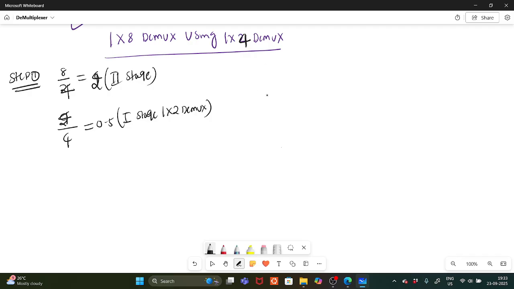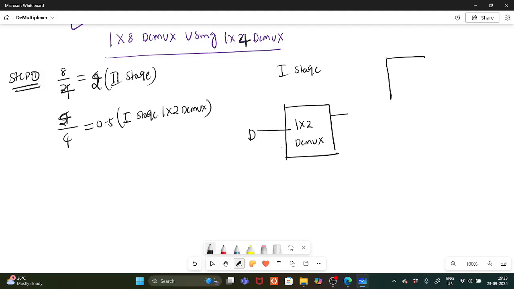Okay. So how to implement the first stage? This is stage 1. First stage, I'm using which DeMux? 1 is to 2 DeMux. This is the data input. And so 2 1 is to 4 DeMux are there.